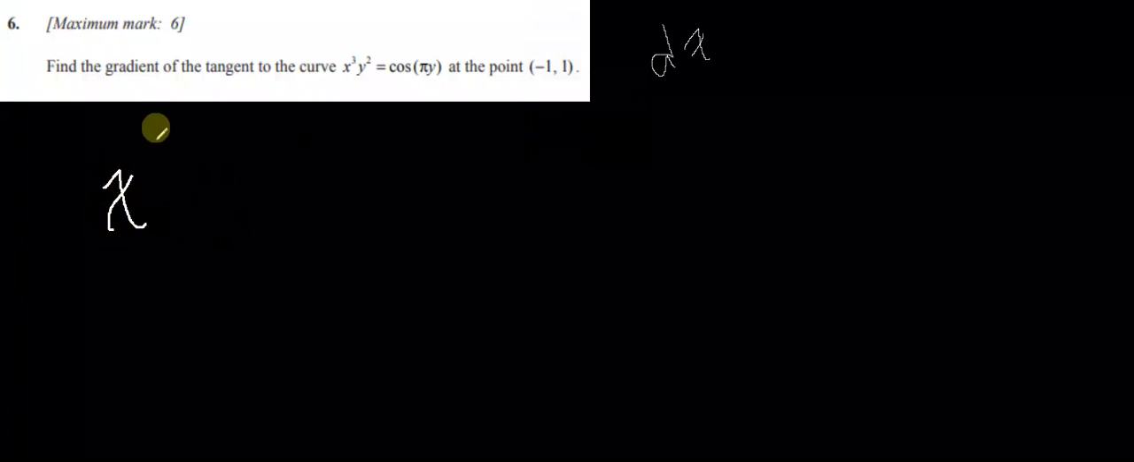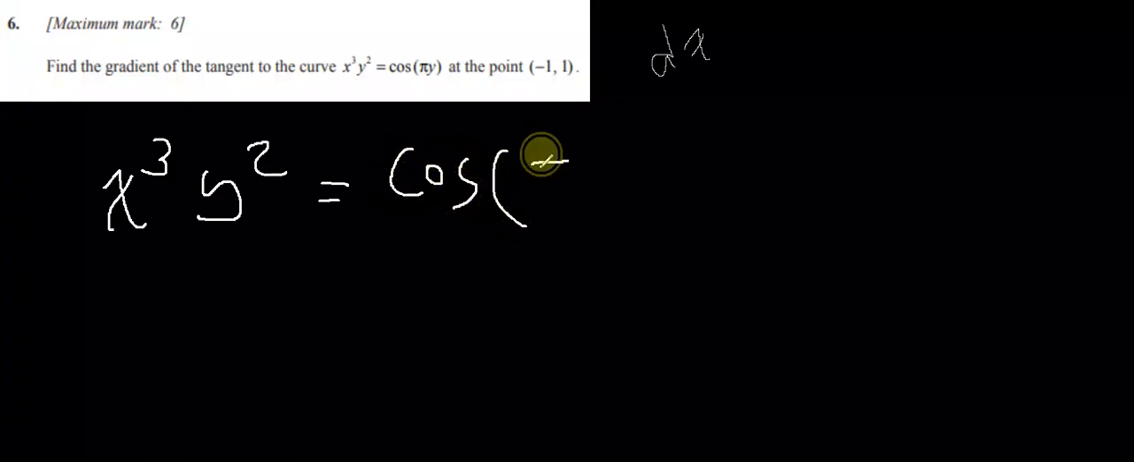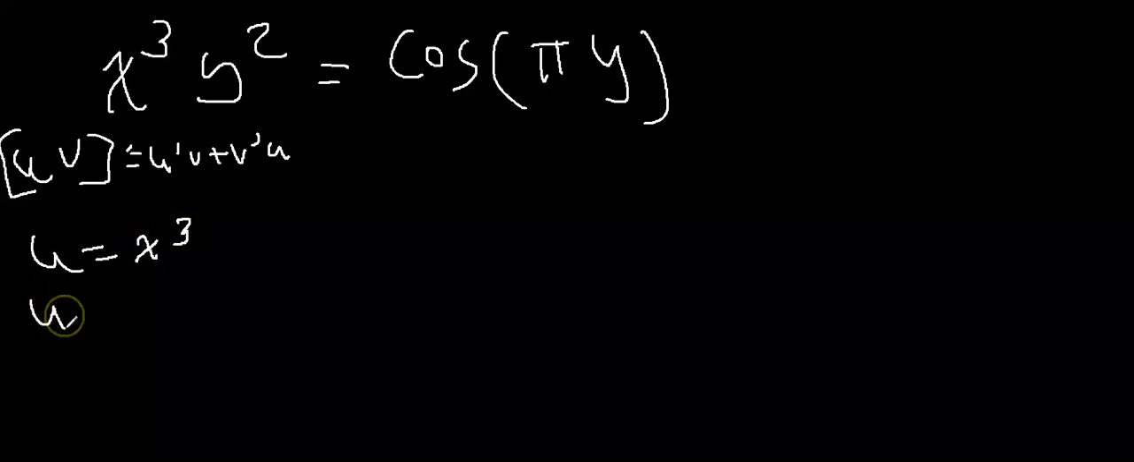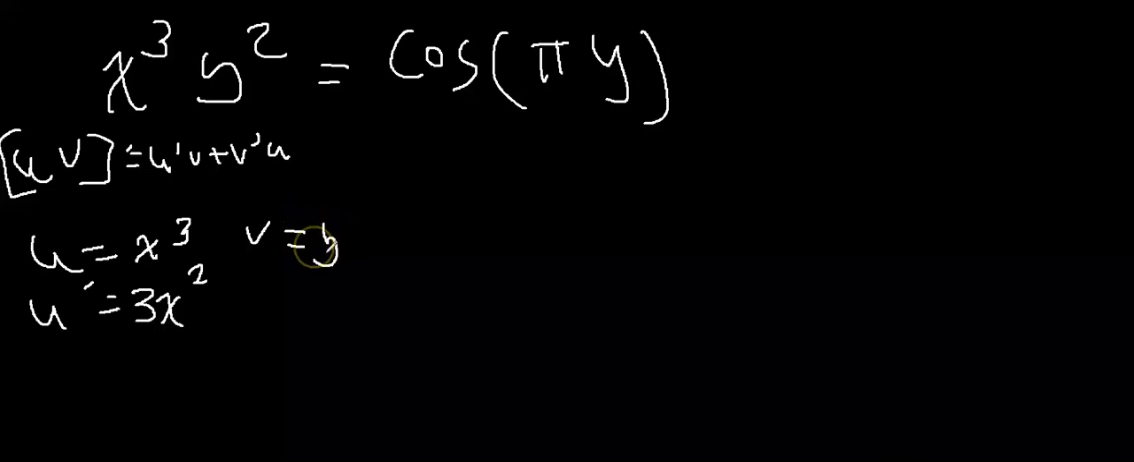So x to the power of 3 times y squared is equal to the cosine of pi y. The first step here is to differentiate both sides. So u here would be x to the power of 3, u prime is equal to 3x squared, and v is equal to y squared.